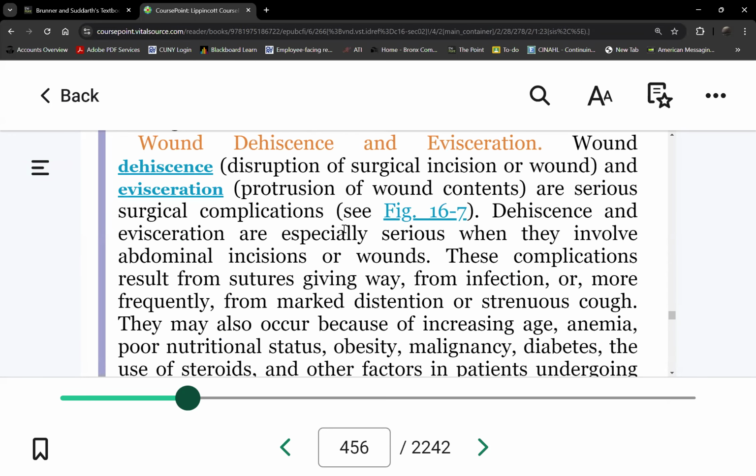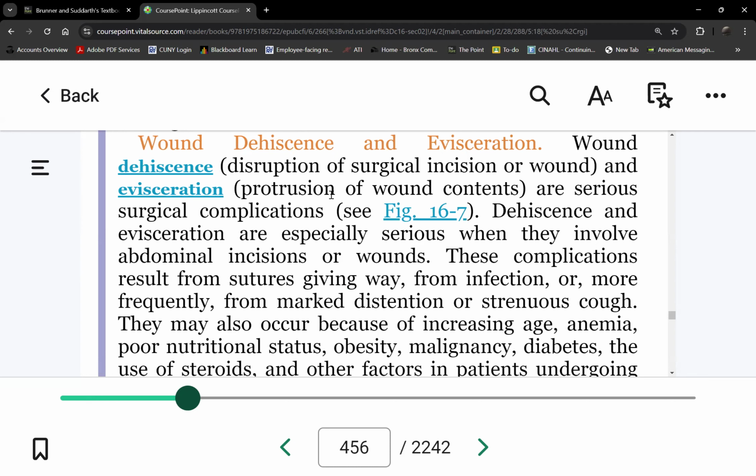All right, the last 2 complications. What to do with wound dehiscence and evisceration? What's the difference between the two? Dehiscence is when the incision opens. It doesn't matter how open it is, maybe just 1 centimeter or let's say 6 inches. A dehisced wound is a dehisced wound. What about evisceration?